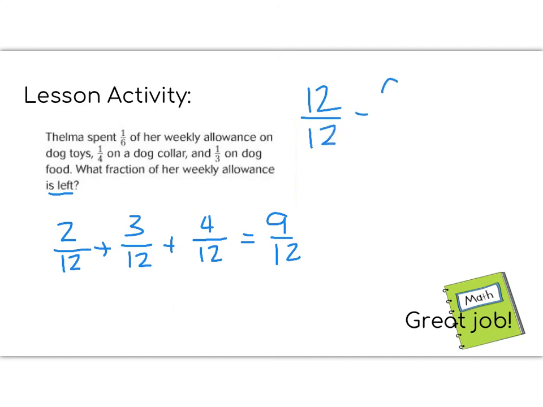So at the beginning of the week, if she had her whole allowance, we could call that 12/12. And she has spent 9/12. So what does she have left? You can finish this problem in your math notebook today and be prepared to share it at the teacher table. Great job, 5th graders!